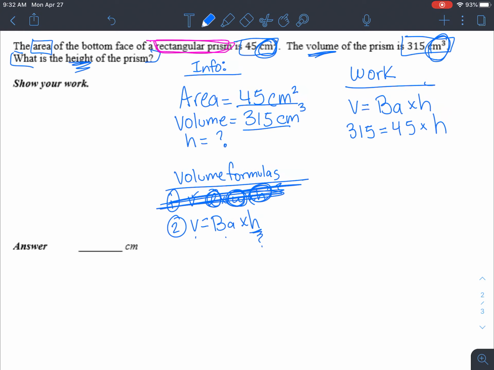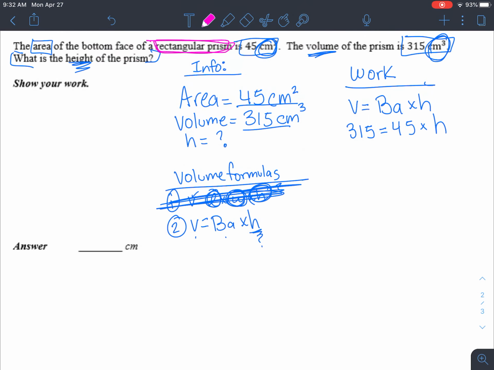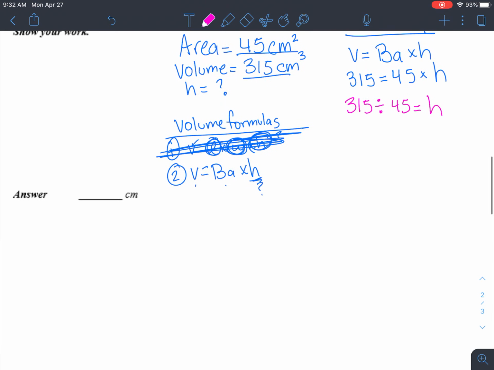Now I could sit here all day and I could do 45 times 1, times 2, times 3, till I get to 315. But we know as 5th graders that we can use the inverse or the opposite operation in order to find a missing piece. So if I know that 45 times something will give me 315, I can actually rearrange this problem to say 315 divided by 45 would give me the height. Make sure that you actually have some workspace so that we can solve the rest of this problem.